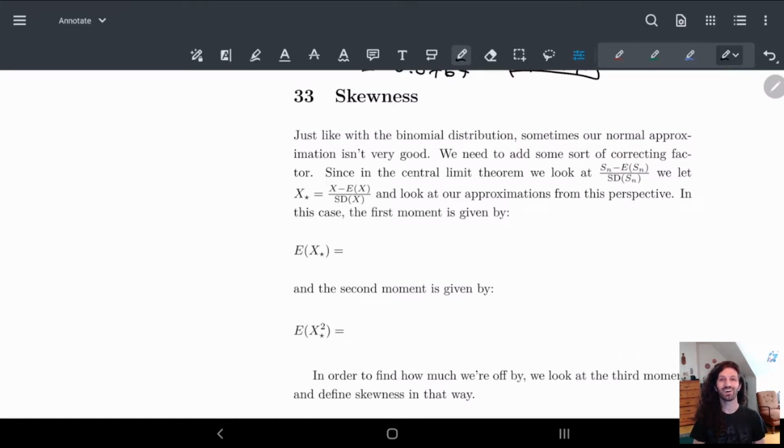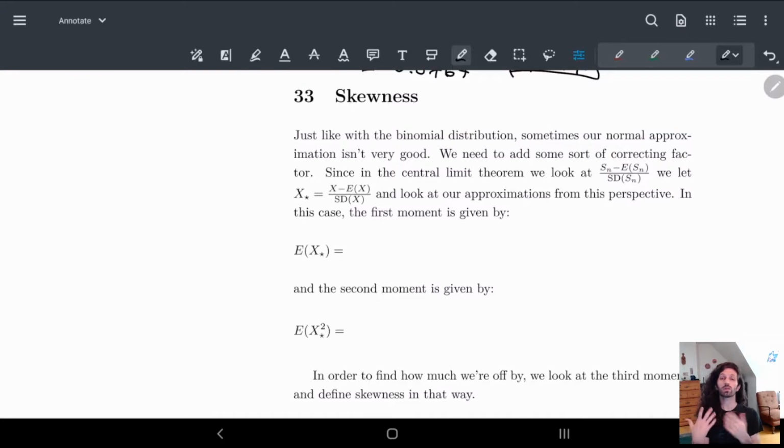Hiya! So in this video, we're going to be talking about skewness, which should be the last topic of this week. Just like we did for the binomial distribution, remember how when we were looking at the normal approximation for it, sometimes it wasn't very good, right? It was kind of skewed a little to the left and right. And we get a similar thing with the central limit theorem.